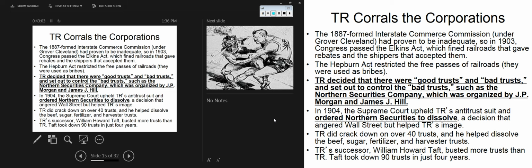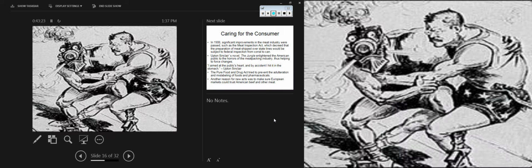by order of the federal justices on the Supreme Court in a pretty narrow decision. TR cracks down on over 40 trusts, anything from beef to sugar to fertilizer to harvester trusts. And then his successor, Taft, busts even more, cracking down on like 90 different trusts in just a four-year period. Here's TR taking on Northern Securities, JP Morgan and James J. Hill.